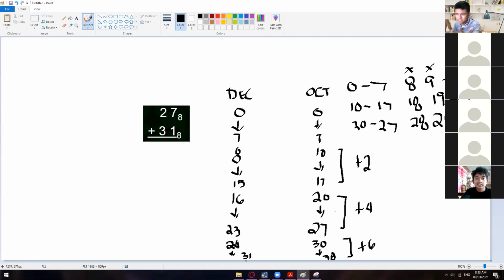Is it plus 2? Is it plus 4? Is it plus 6? Is it plus 8, plus 10, plus 12? And so on and so forth. So that's the pattern when it comes to decimal to octal. That is why in here, 7 plus 1 is 8 in decimal, but in octal it's 10. That is why we have here carry 1, bring down 0. 3 plus 2 plus 1 is 6, base 8. So are we clear so far regarding octal addition?